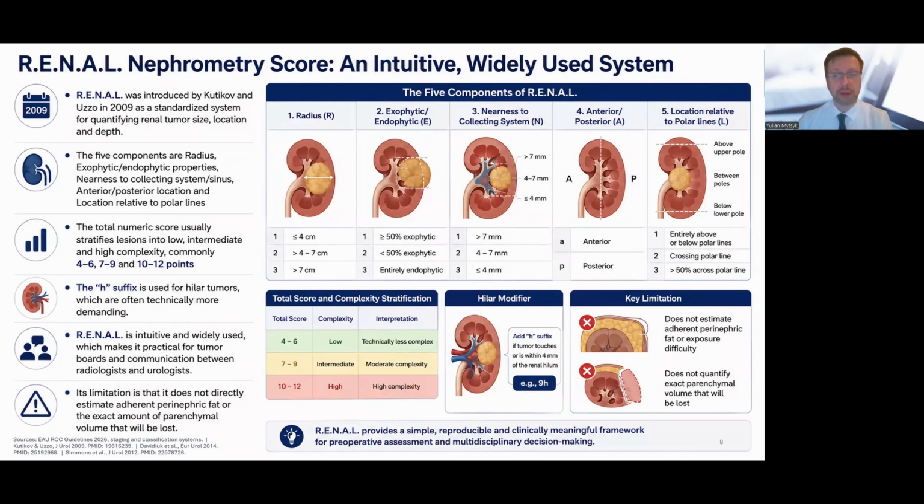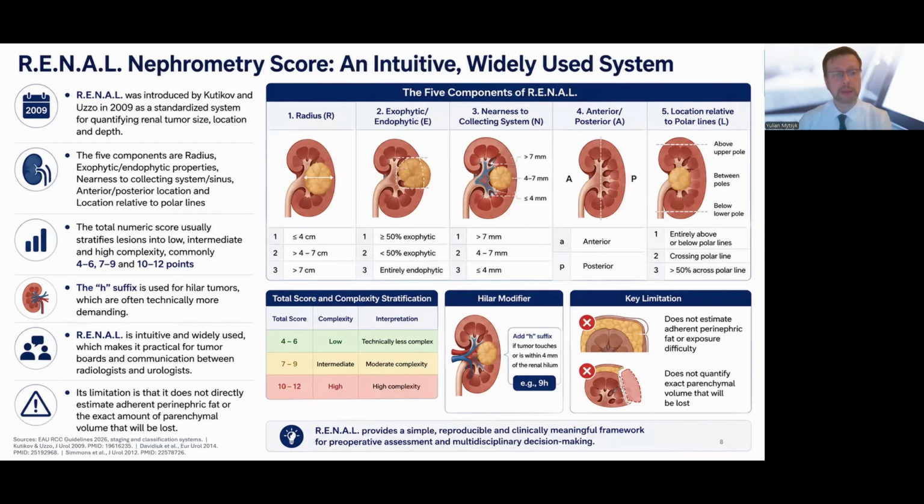Let's stop on the major nephrometric systems and several cases. The RENAL nephrometric system was introduced by Kutikov and Uzzo as a standardized system for quantifying renal tumor size, location, and depth. The five components are radius, exophytic or endophytic properties of the tumor, nearness of the tumor to the collecting system and sinus, anterior or posterior location of the tumor, and location relative to polar lines. The total numeric score usually stratifies lesions into low, intermediate, and high complexity. The H suffix is used for hilar tumors, which are often technically more demanding.